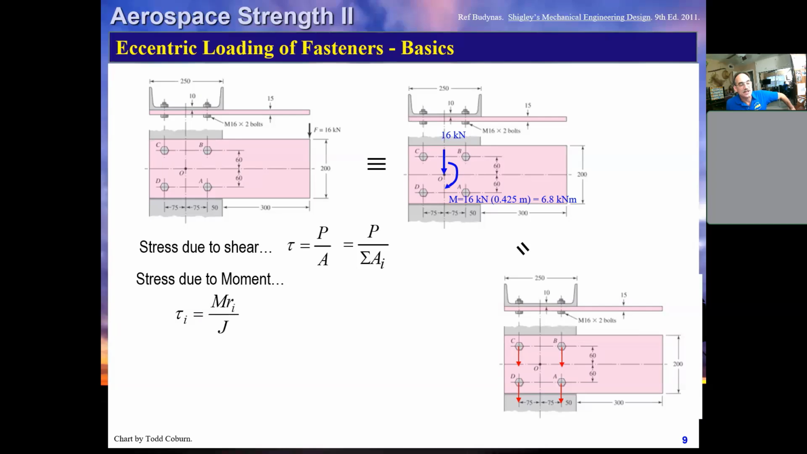Now we have stresses due to the moment. This is going to follow our same equation, Mr over J, or Mc over I. But in this case, J is the torsional resistance of the fastener pattern if you cut all of the fasteners through their shanks where they're attached, okay? And we're going to have that moment times the perpendicular distance from the centroid to each fastener divided by the J of the fastener pattern. That is going to be our stress per fastener.